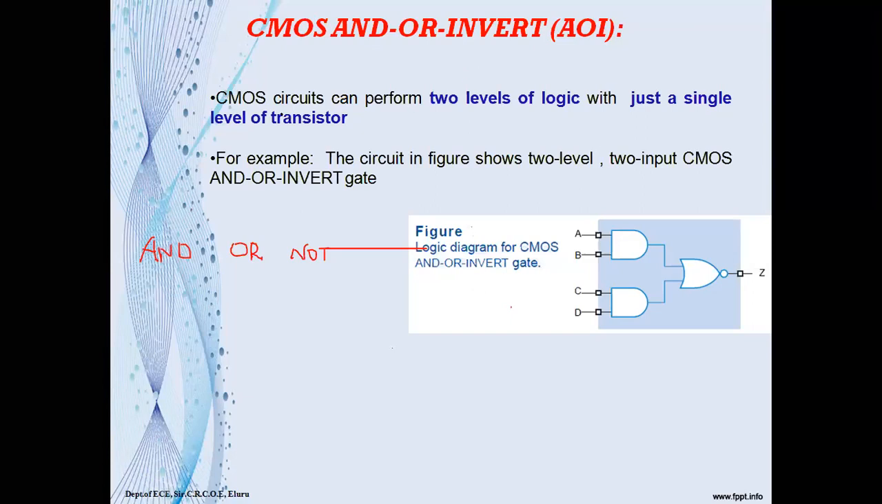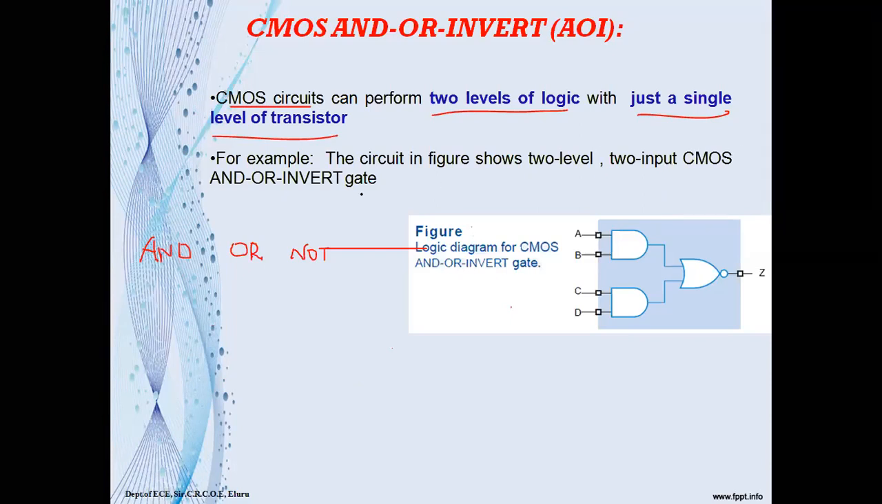So what is the advantage of this CMOS AND-OR-invert in CMOS logic circuits? In general, the AND-OR-invert is a two-level logic circuit, so you can implement logic functions in a generalized way. But what is the advantage of CMOS with this AND-OR-invert? The advantage is that CMOS circuits can perform the two levels of logic with just a single level of transistors.